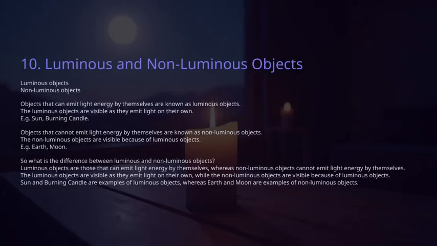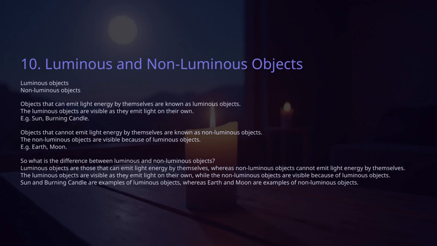Today, let's explore the difference between luminous and non-luminous objects. Luminous objects are those that can emit light energy by themselves. Think of the sun or a burning candle. These are classic examples because they produce their own light, making them visible even in darkness.